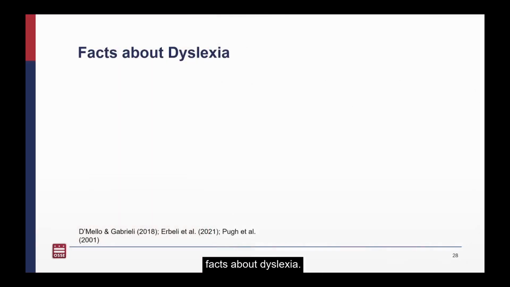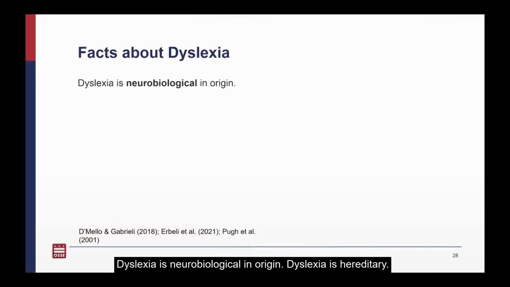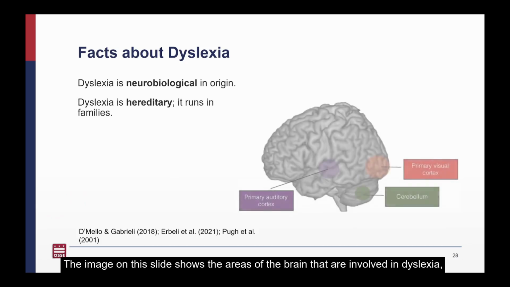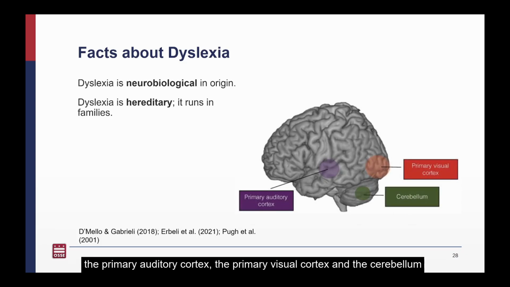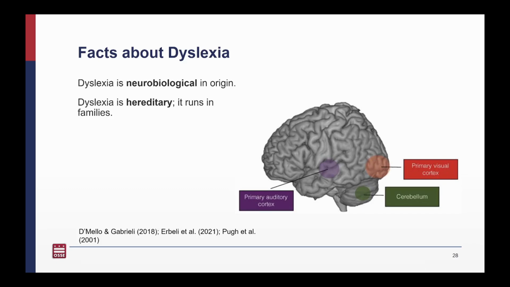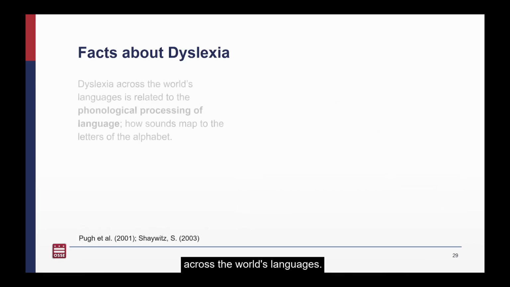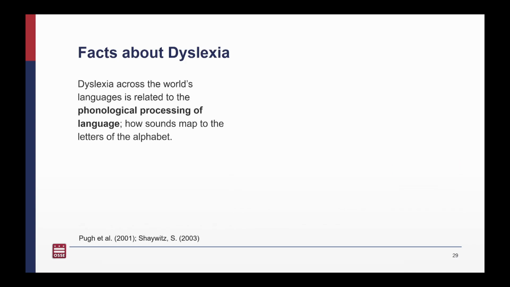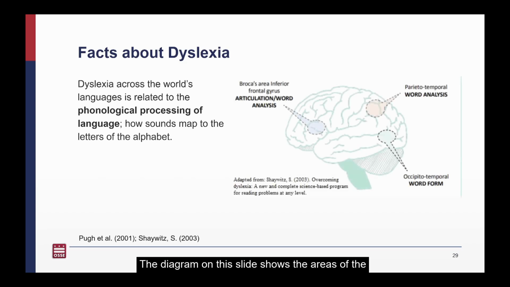Facts about dyslexia. Dyslexia is neurobiological in origin. Dyslexia is hereditary, it runs in families. The image on this slide shows the areas of the brain that are involved in dyslexia: the primary auditory cortex, the primary visual cortex, and the cerebellum. Across the world's languages, dyslexia is related to the phonological processing of language, how sounds map to the letters of the alphabet. The diagram on this slide shows the areas of the brain that process sounds and words in any language.